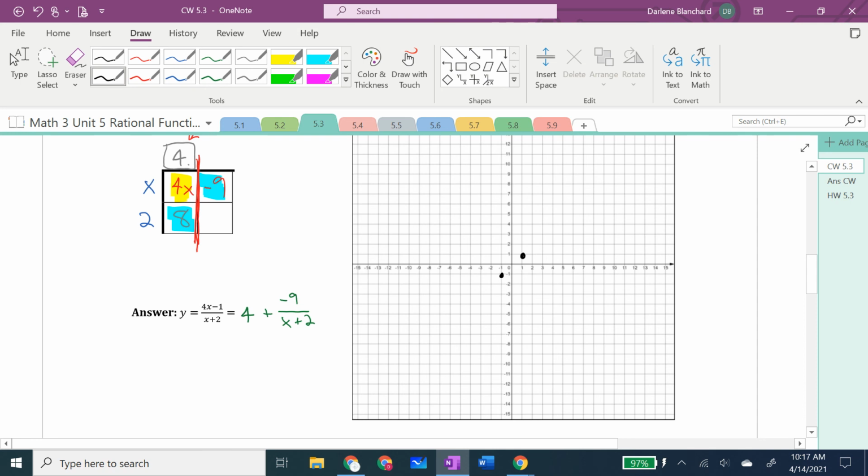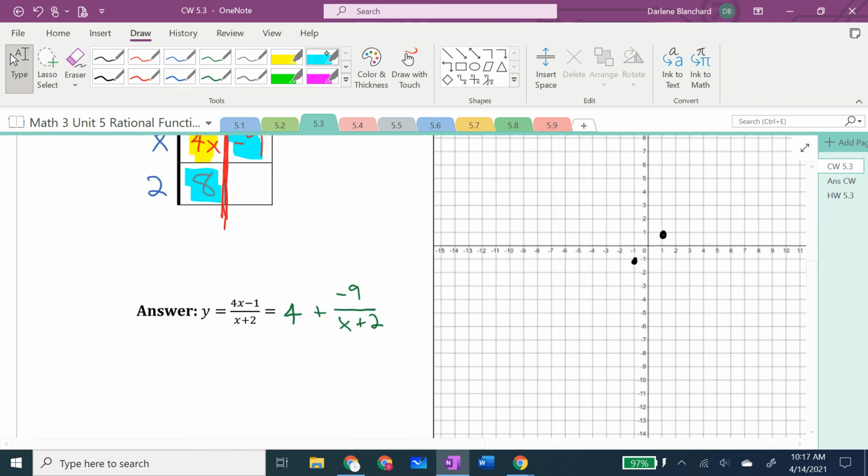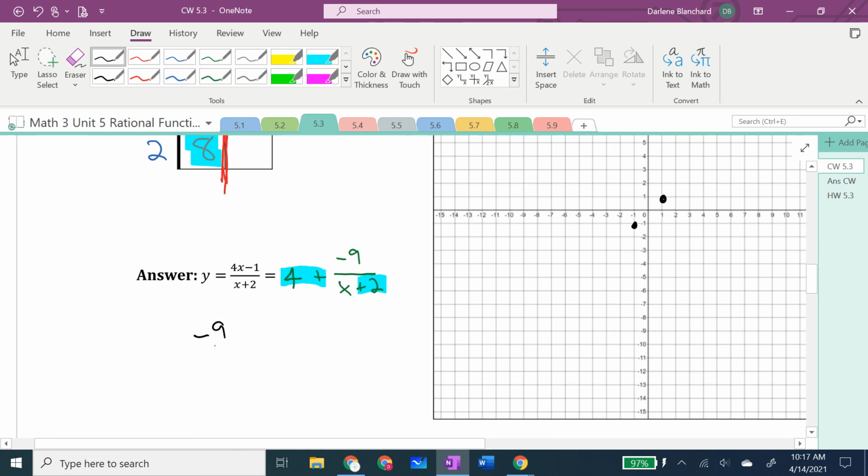So start with the parent graph points 1, 1, and negative 1, negative 1. Keep in mind that the x and the y-axis are asymptotes. My recommendation is to highlight things being added or subtracted. I've got a +4 and I've got a +2. Write down what's left over. This tells you your multiplication.